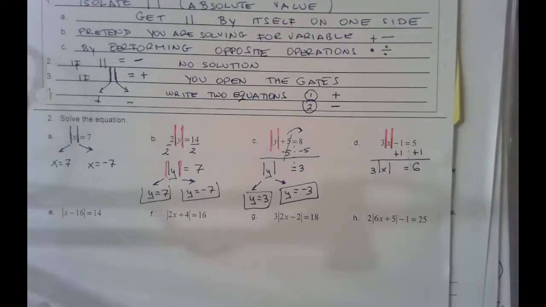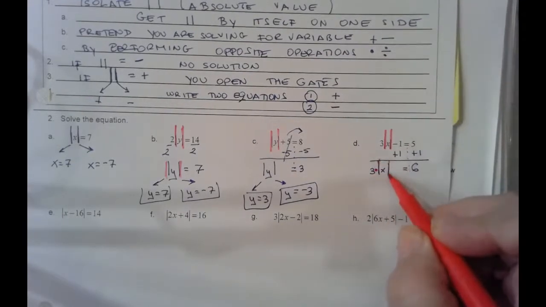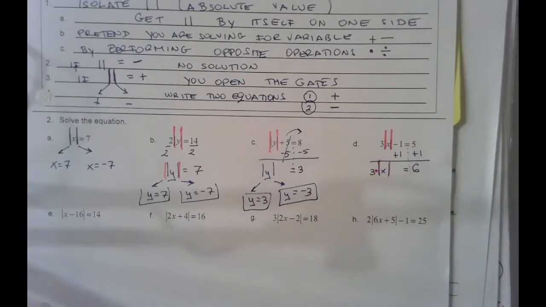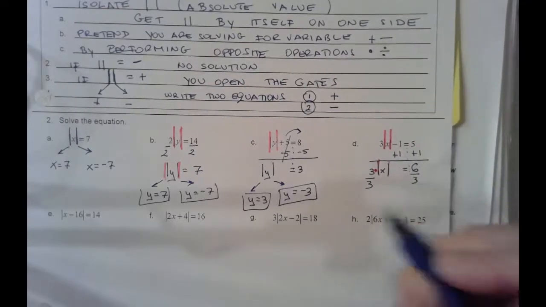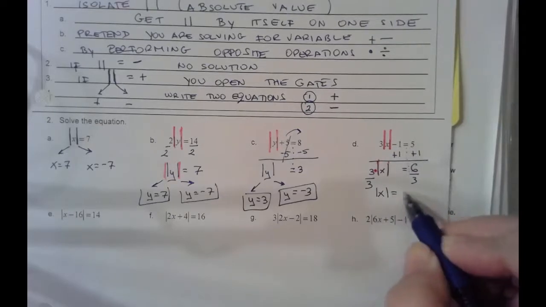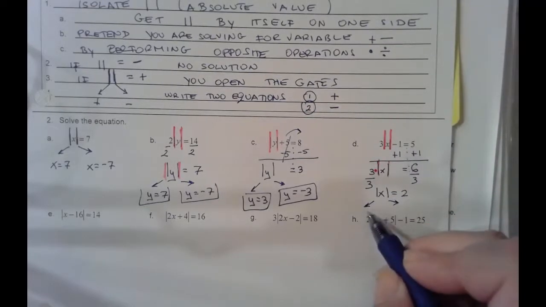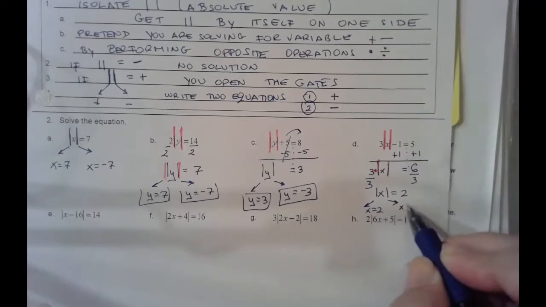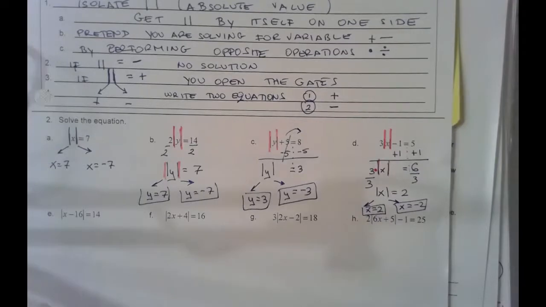Now I need to get rid of the 3, and this is multiplication between the wall and the absolute value. So the opposite of multiplication you have learned is dividing. So that means you're going to divide both sides by 3. You get 2. My doors, my castle is by itself. Doors open, and I have a positive and negative 2 as my two solutions.